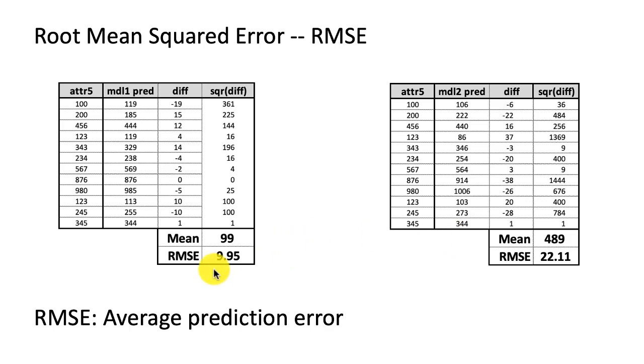And of course, if you look at the units for the root mean squared error, suppose these are pounds, let's say. So the difference has units of pounds.